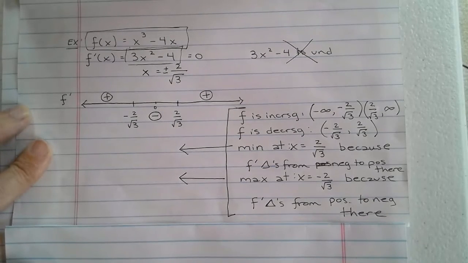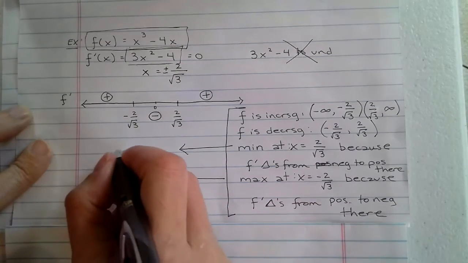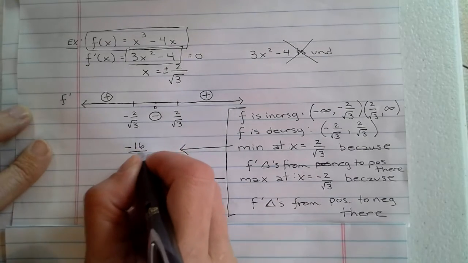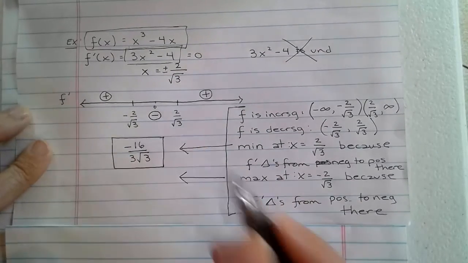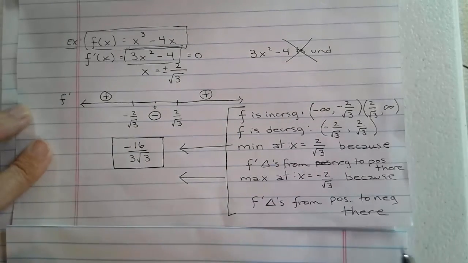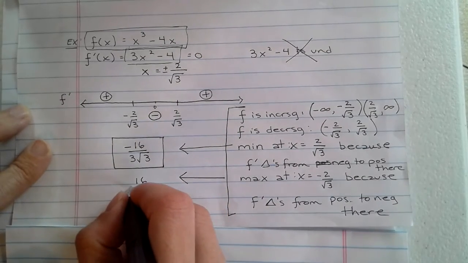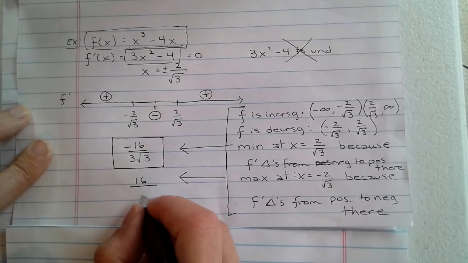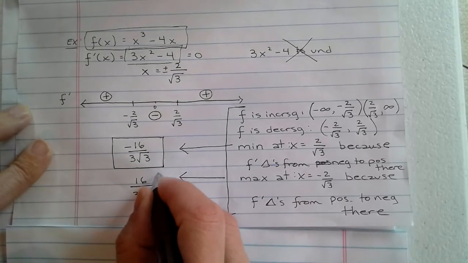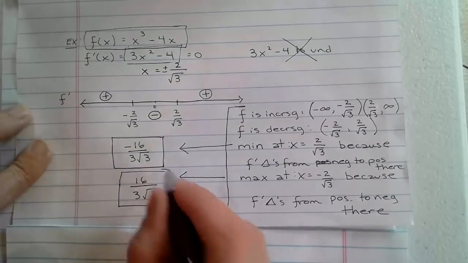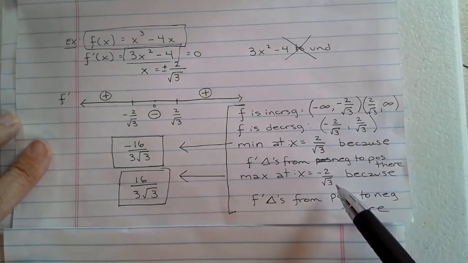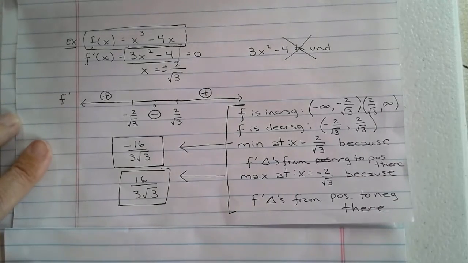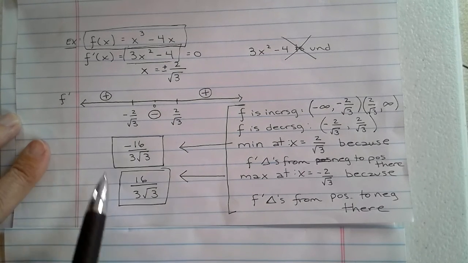For my minimum, I got negative 16 over 3 root 3. I don't really care if you rationalize that. And for the maximum, that's 16 over 3 root 3. Okay, so keep in mind that sometimes they ask you the x values of the min or max, in which case this would be fine. Sometimes they ask you for the minimum value or the maximum value, and that's when you have to do a little extra work of plugging things back in.